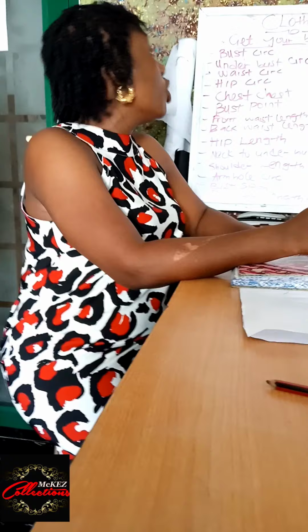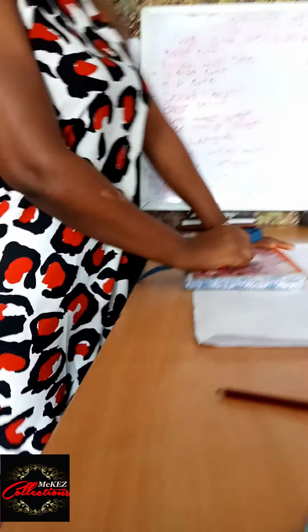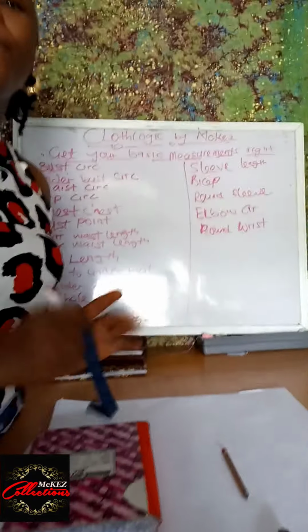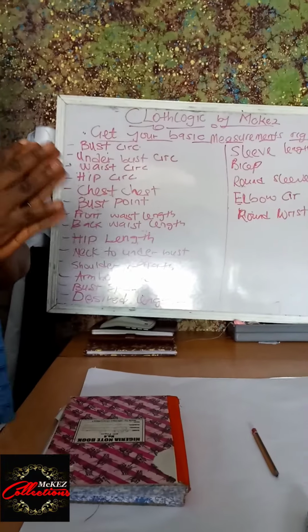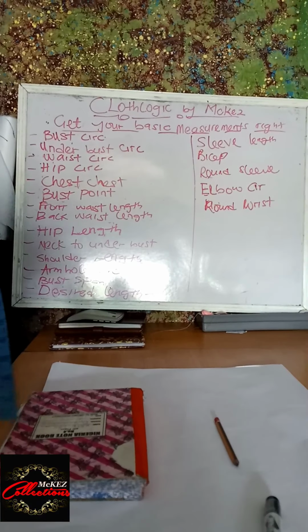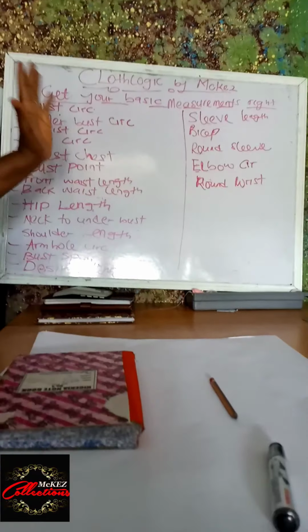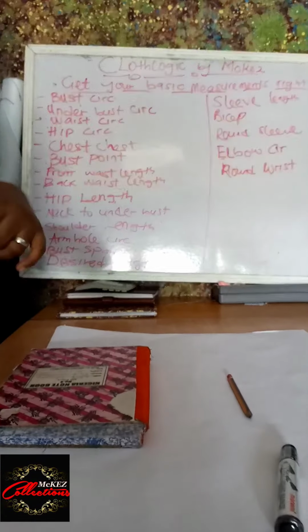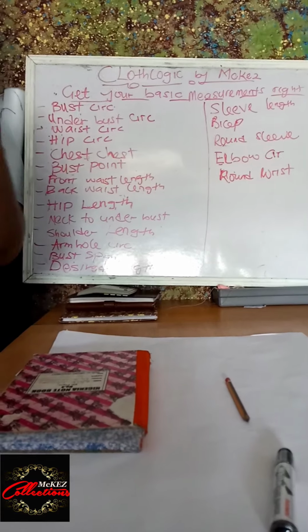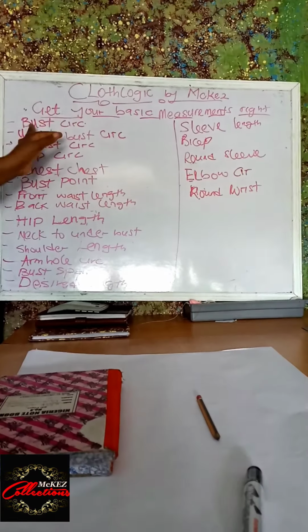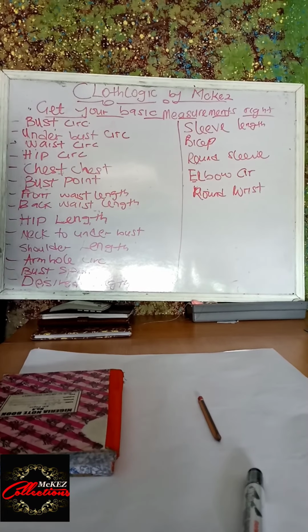We're here to show you how to get your basic measurements right, because the outcome of your garment is dependent on how accurate your measurements are. So we'll start with bust circumference. Wherever you hear circumference, it means the roundness of that particular measurement. So let's talk about bust circumference.